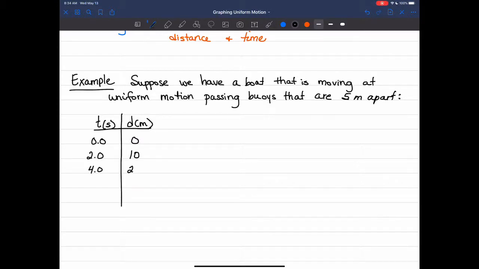And since it is uniform motion, you can see that as I go up by a certain amount, my distance goes up by the same amount. So it's uniform. Every 2 seconds, I move 10 meters. With that, we can construct a distance time graph.